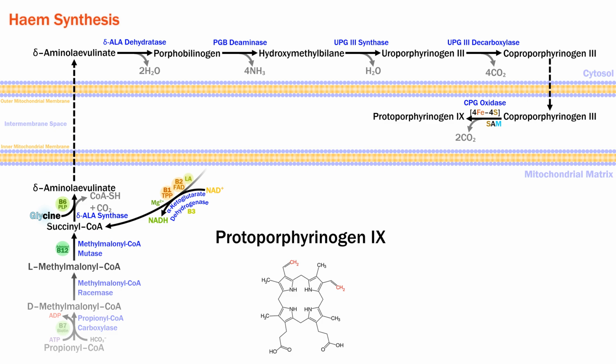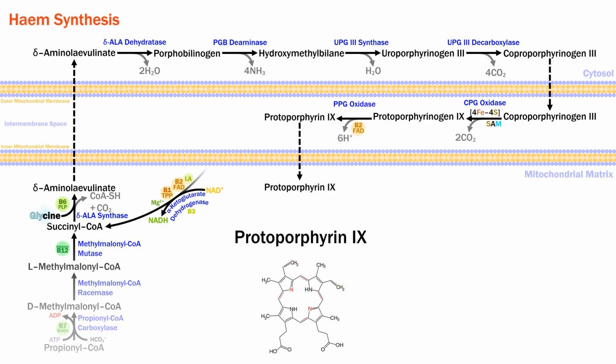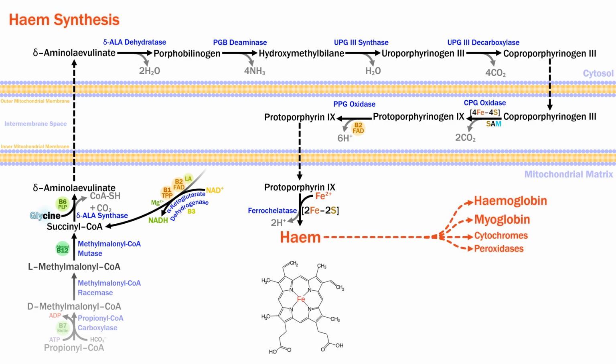Next, some of the bonds are further oxidized with the aid of FAD, and the resulting protoporphyrin returns to the matrix. Finally, iron is added to the center with the aid of another iron-sulfur cluster, forming heme. The cell needs to be very cautious about how it handles iron for reasons I'll discuss shortly. Heme is used in multiple products including hemoglobin, myoglobin, and various redox enzymes, some of which we're about to discuss.